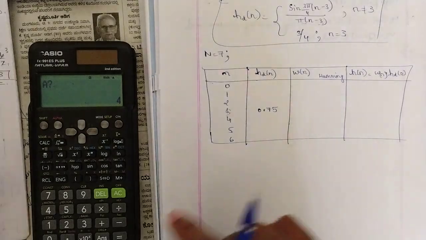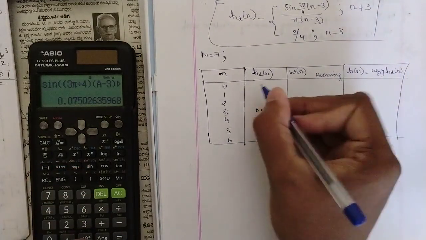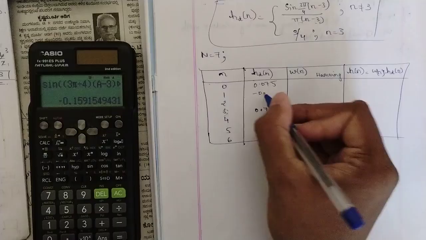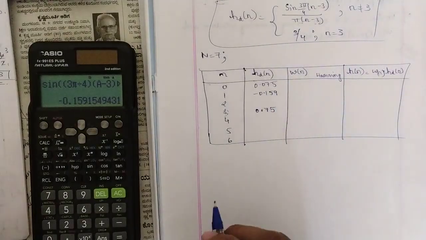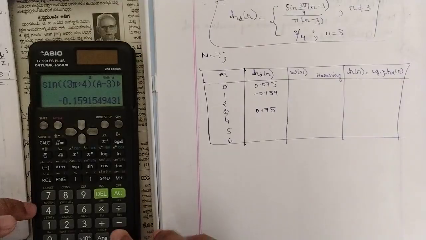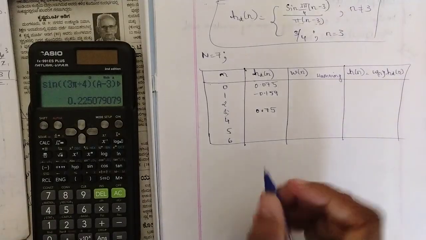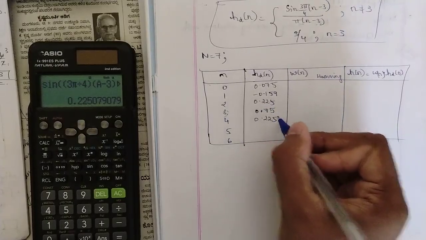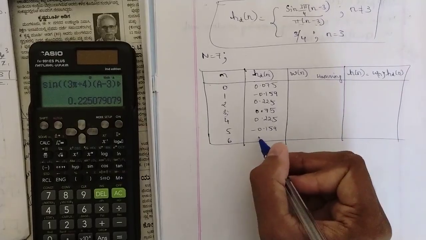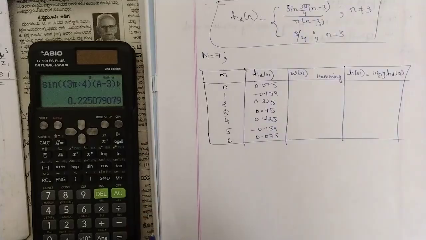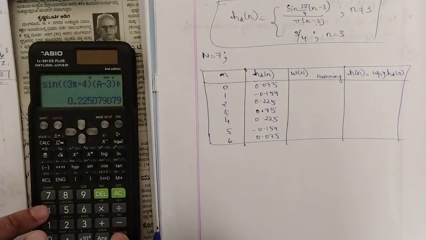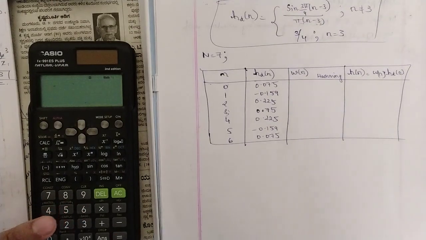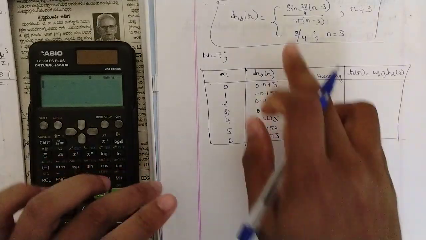So the value of 0 is 0.075. For 1 it is minus 0.159. See, here we got a negative value. In these kinds of window problems, negative values are also common. Next, for 2, 0.225. For 4 it is again 0.225. For 5 it is minus 0.159. And for 6 it is 0.075. Check it if you want. Okay, so this part is done.